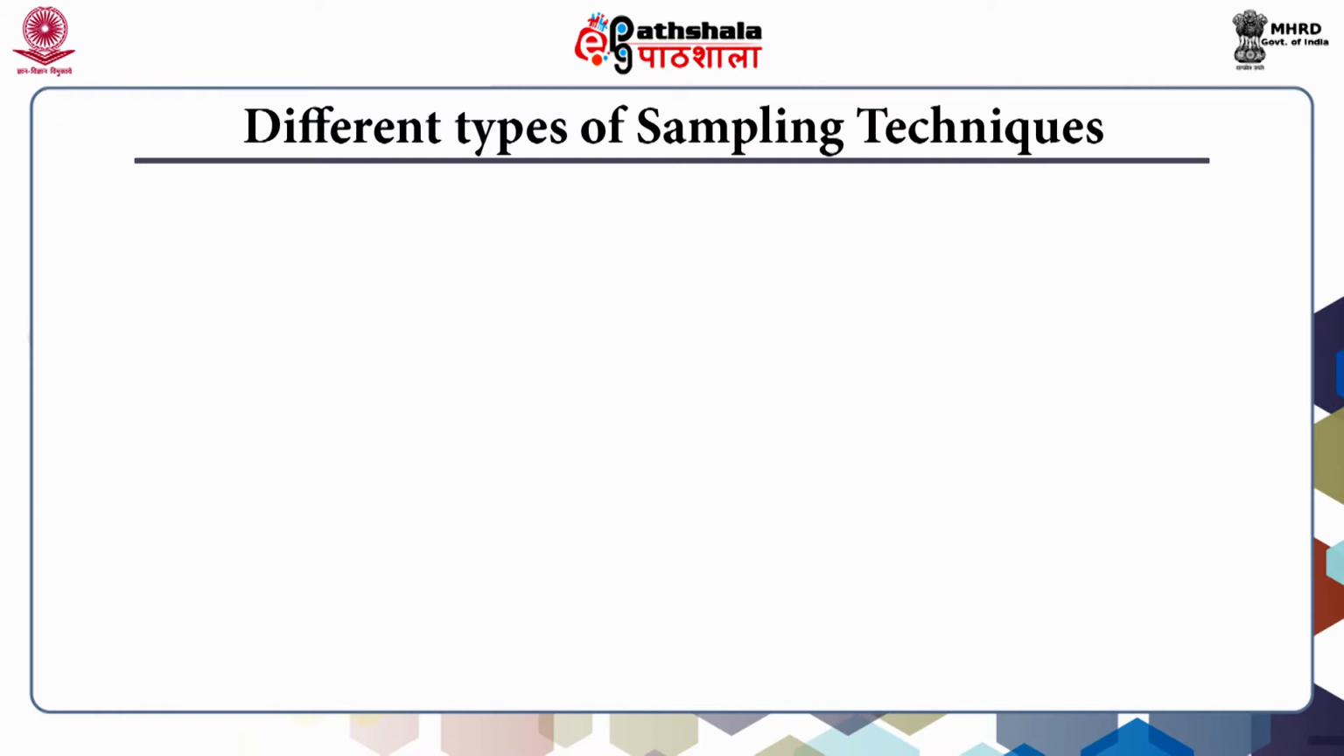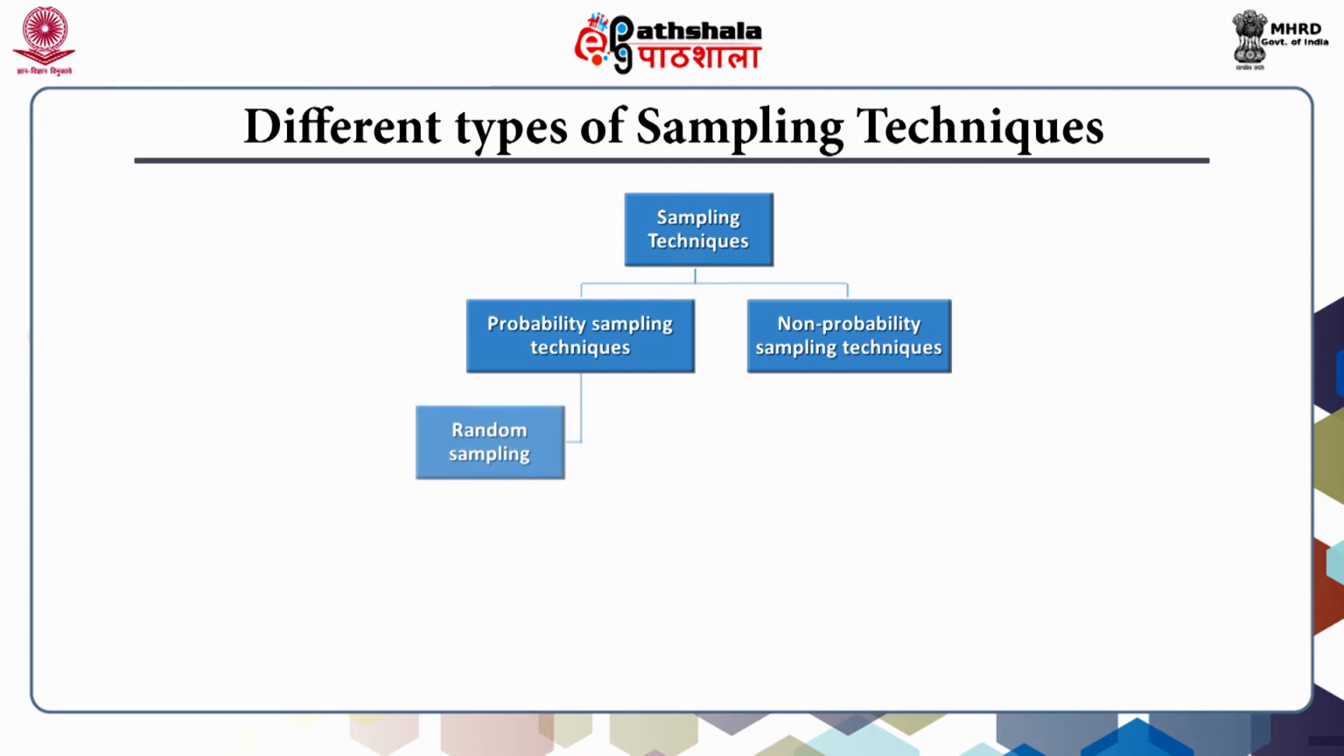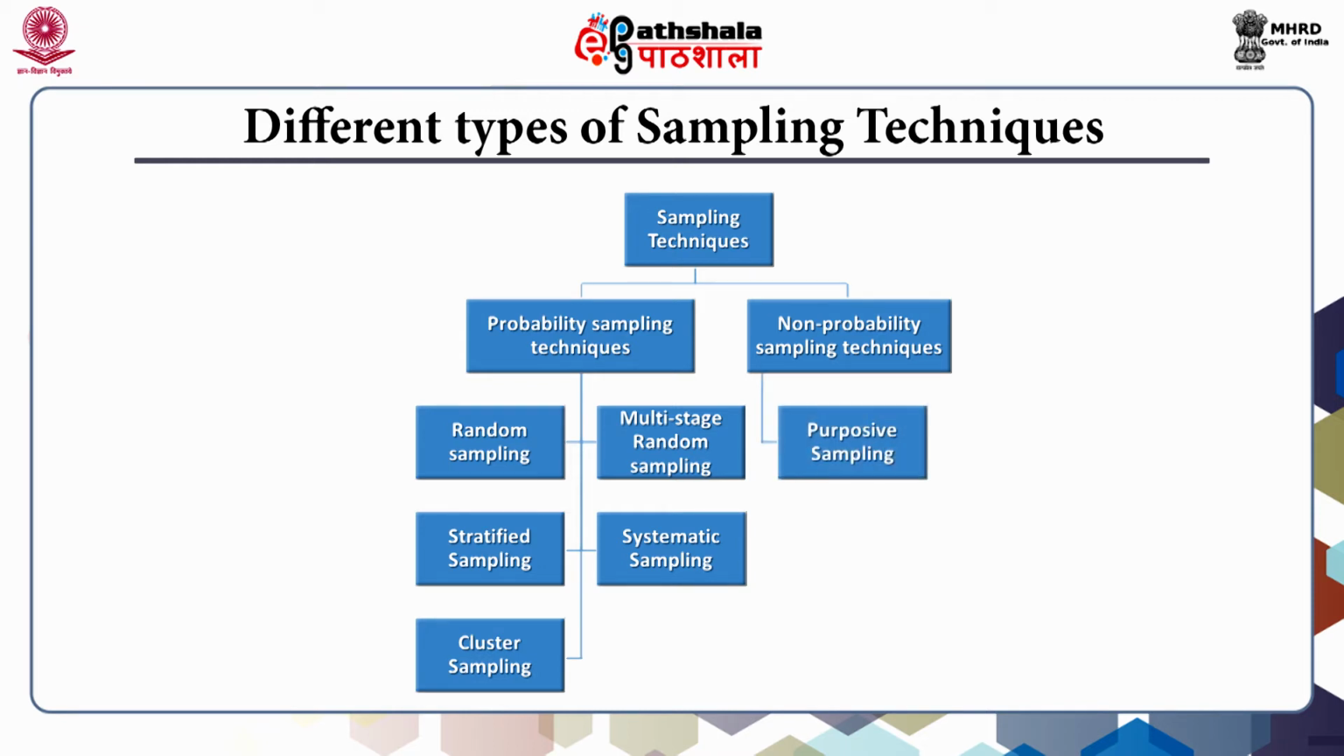In this module, we are going to look at different types of sampling techniques. Like we discussed in the last module, sampling techniques can be probability based and non-probability based. Today we are going to look at these techniques in much more detail. In the probability based sampling techniques, we have random sampling, multi-stage random sampling, stratified sampling, systematic sampling and cluster sampling. In the non-probability based sampling techniques, we will look at purposive sampling, quota sampling and sequential sampling. Let us look at each of these techniques in detail now.